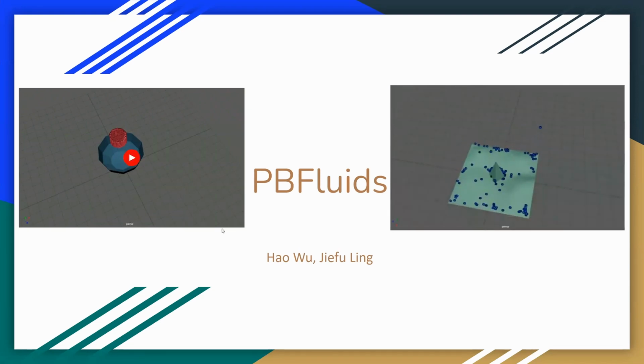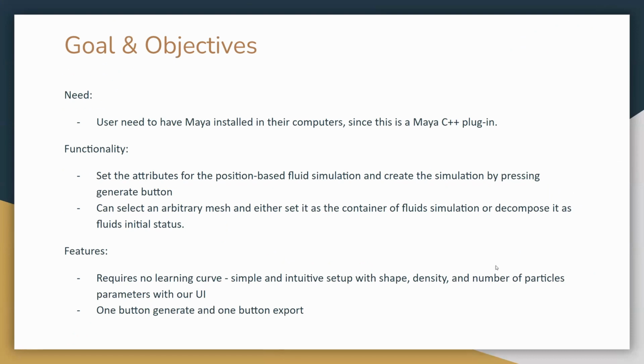Here are two example outputs for our tool. Talking about the goal and objective, all you need for our tool is to have Maya installed on your computer. Since this is a Maya C++ plugin, that's definitely what you need. The functionality of this tool mainly contains two parts.